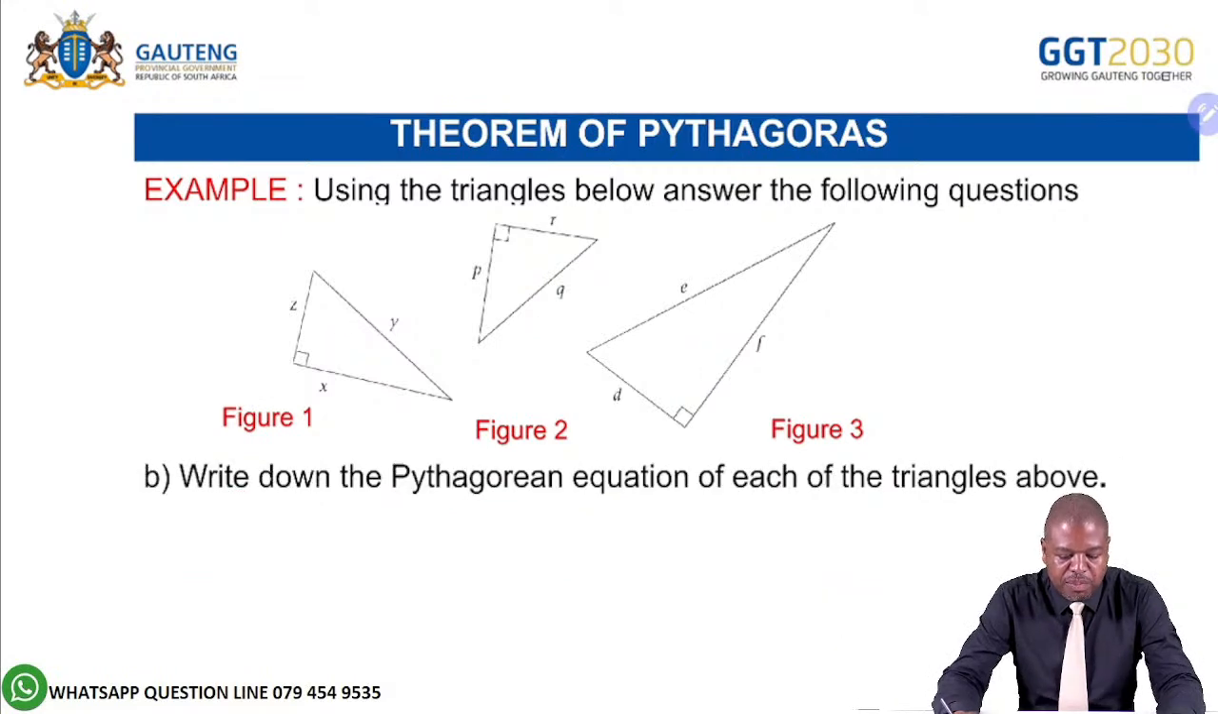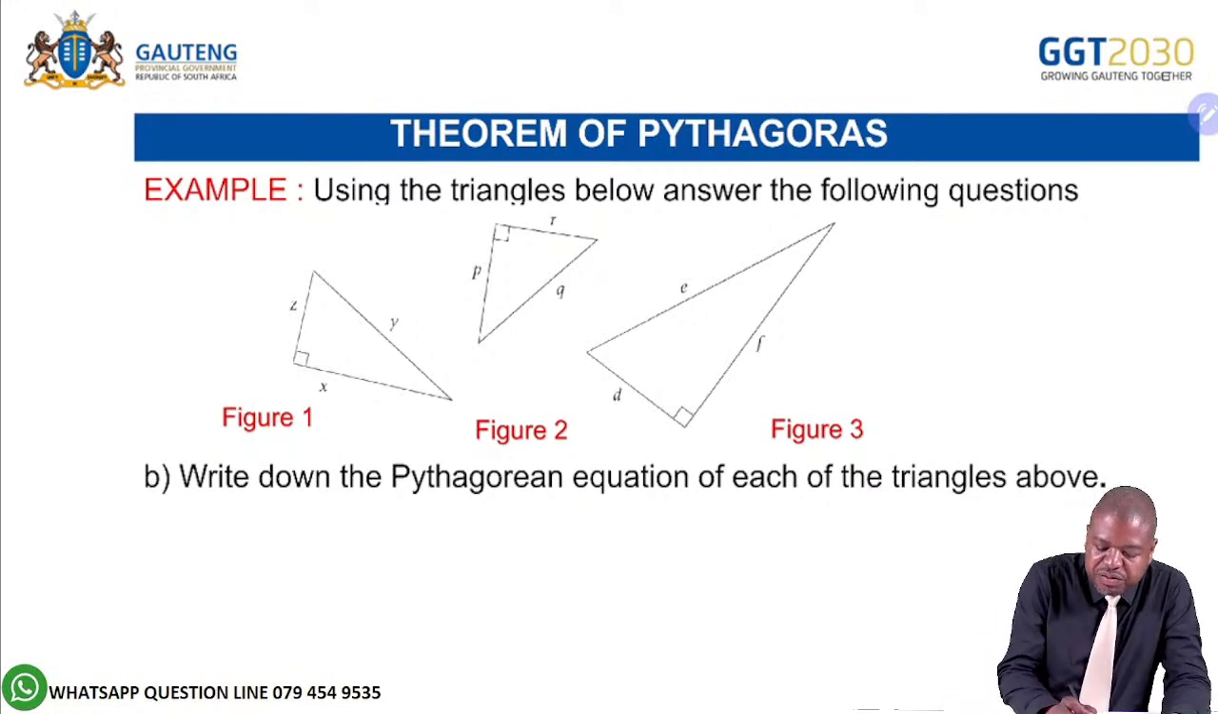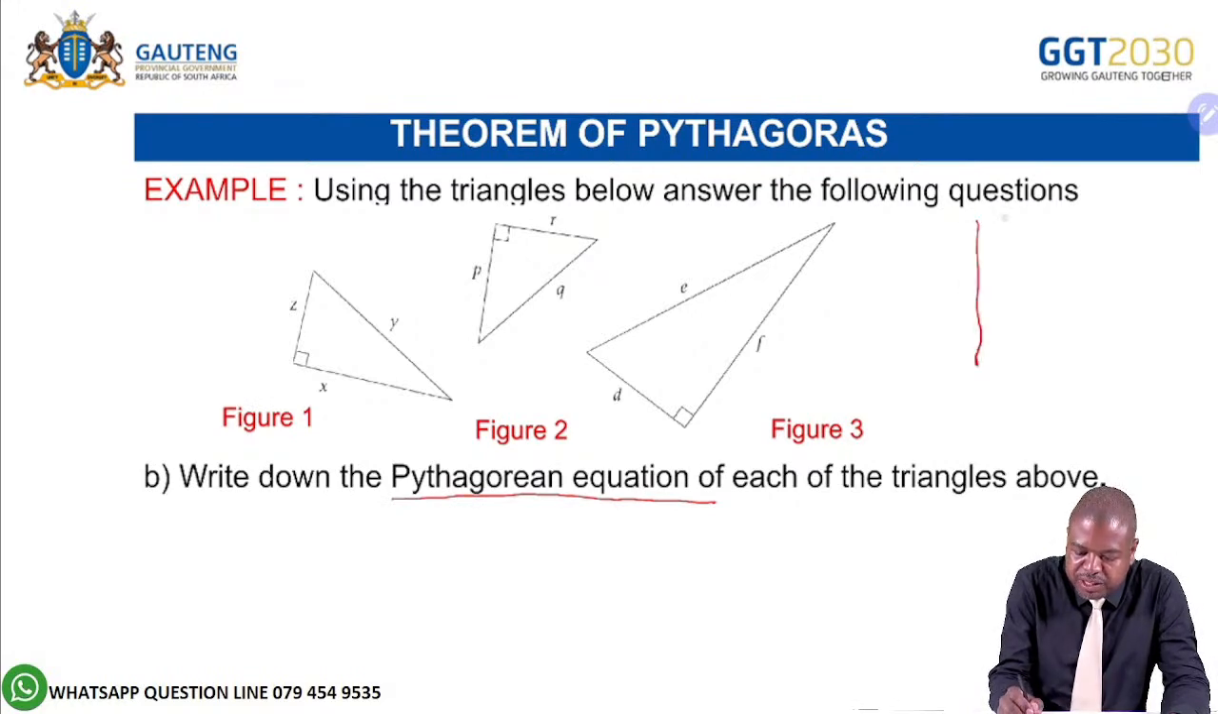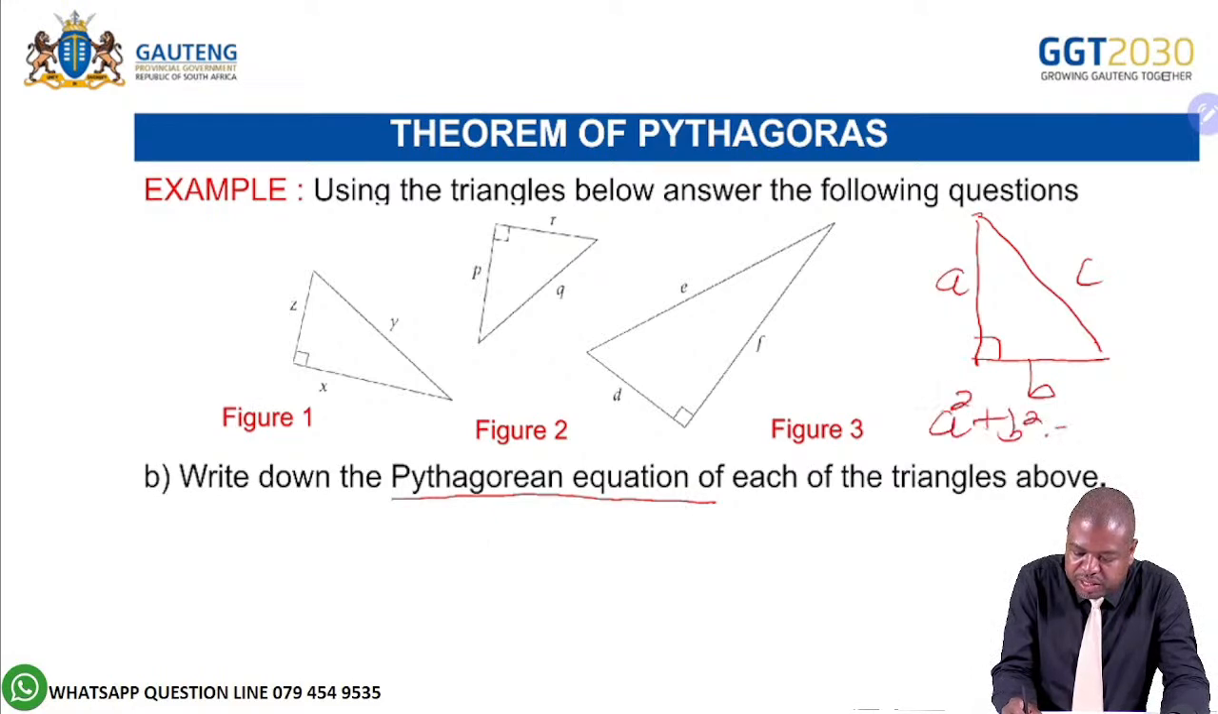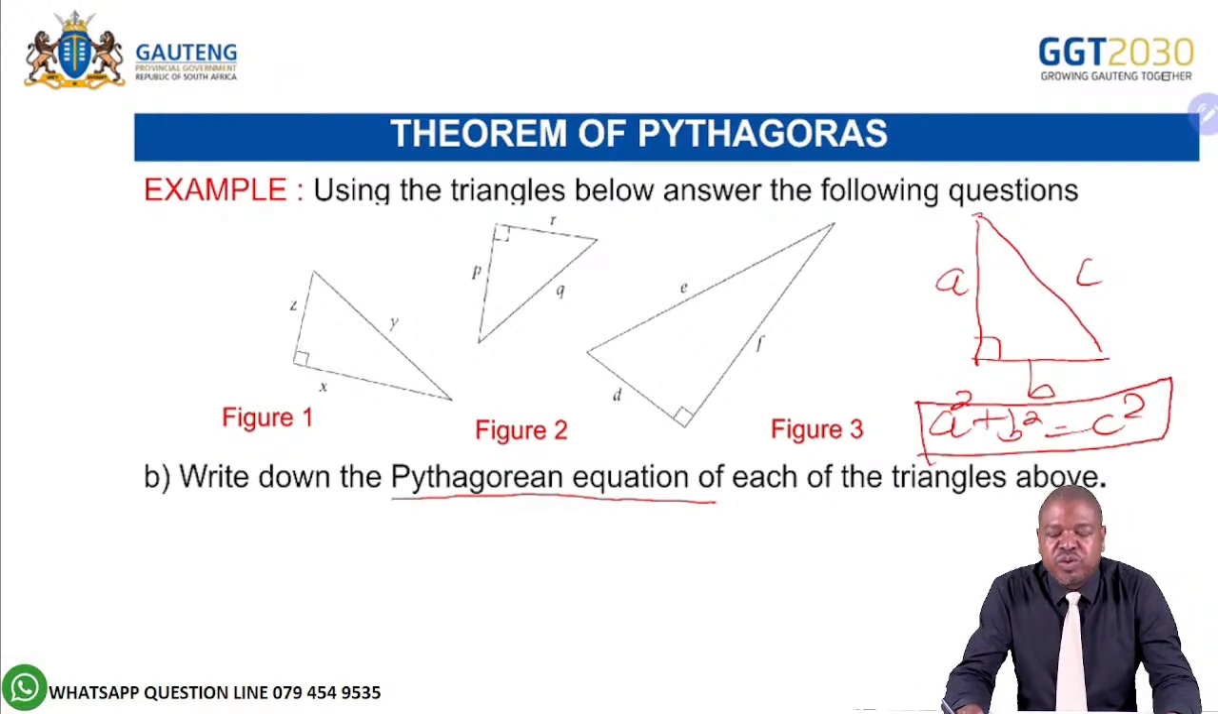Is 90 degrees. Therefore, the side opposite it, which is the hypotenuse, is the longest side. Now, let's move on to part B, where we've been asked to write down the Pythagorean equation of each of the triangles above. I'm going to give you an example using this triangle. It is a right angle triangle. Here I've got A, B, C. If I write A squared plus B squared is equal to C squared, that's what I expect you to write in these examples.